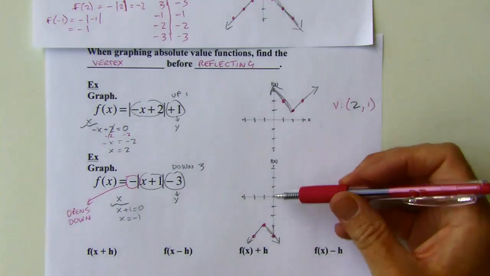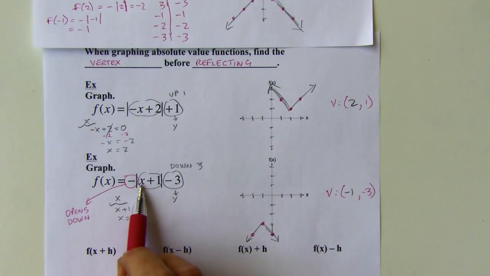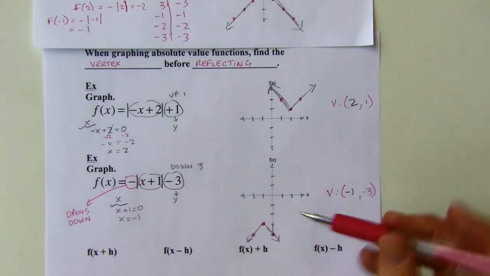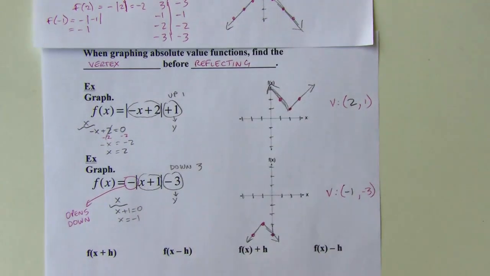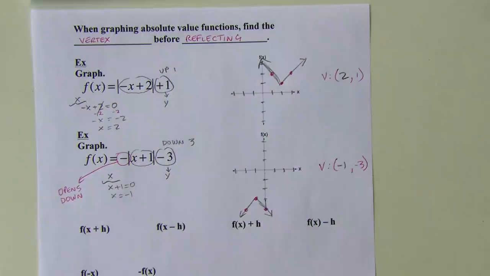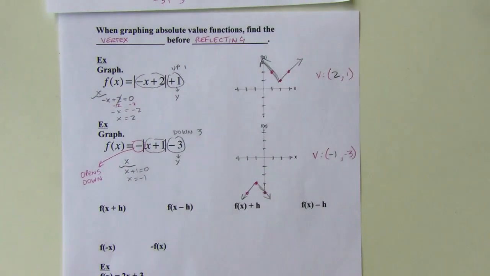Right? You could plug in a 0 for x, so this would give you 1 in there. The absolute value of 1 is 1, negative 1, minus 3 would be negative 4. So 0, negative 4, you can test it like that. Okay. All right, so let's recap what all of these transformations are going to be.